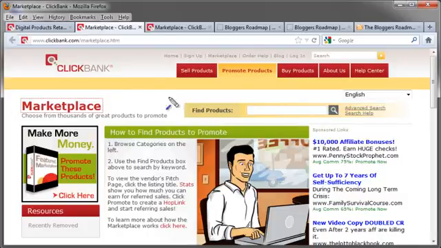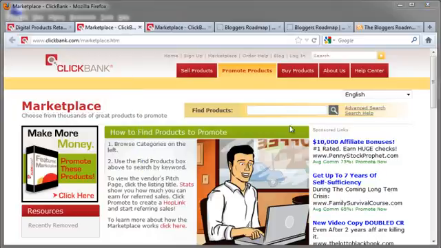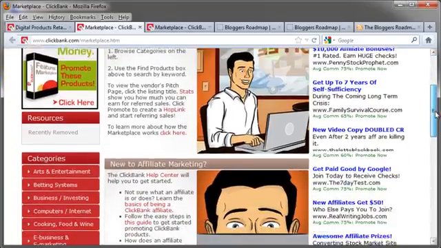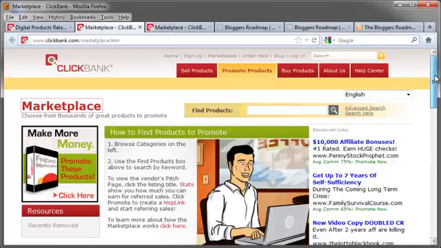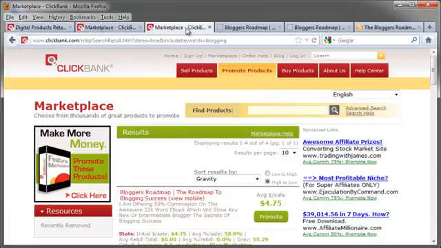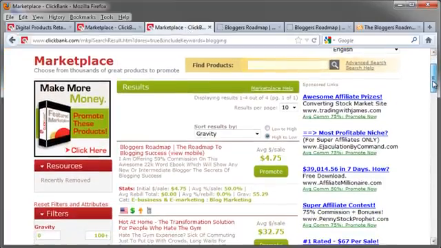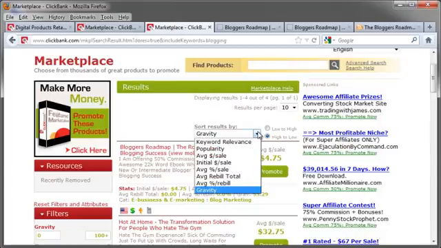You can see here it tells you how to find products. You can either search in the box at the top of the screen, or on the left hand side we've got categories you can browse. Let's imagine we are in the blogging niche, so we want to look for blogging products to promote. When you search, you can sort your results by keywords, how much you earn per sale, and all the different things there.